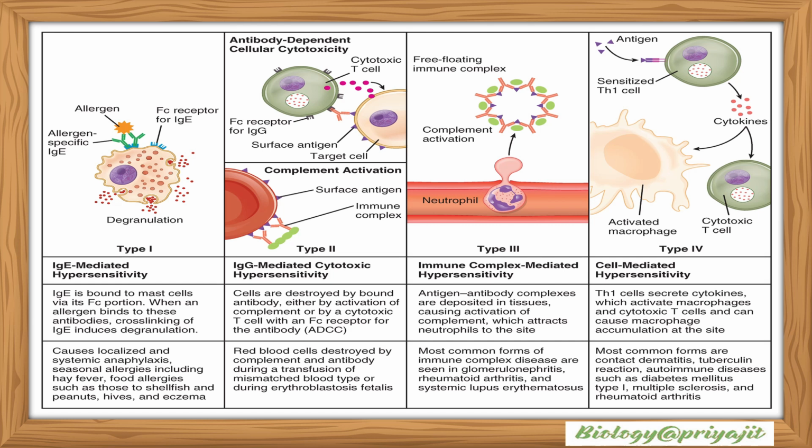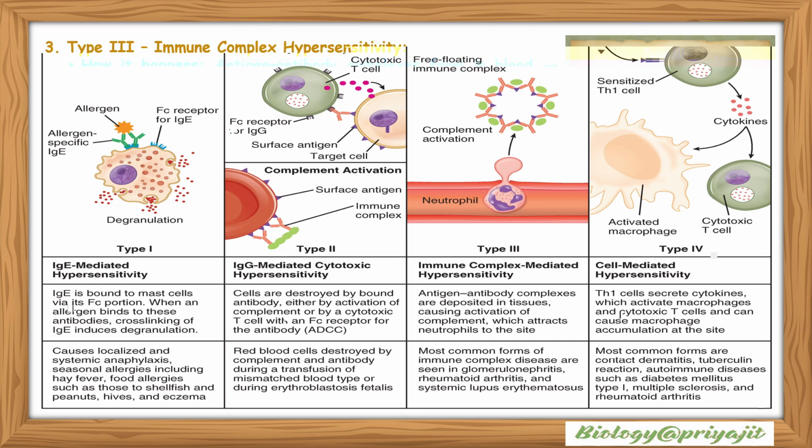Type 3 or immune complex mediated hypersensitivity is caused when antigen antibody clumps form and cause inflammation. Examples include lupus, rheumatoid arthritis, kidney disease, etc. Type 4 hypersensitivity is cell mediated and it is caused when T cells react to antigen, which causes inflammation. Examples include contact dermatitis, type 1 diabetes, TB test reaction, etc.